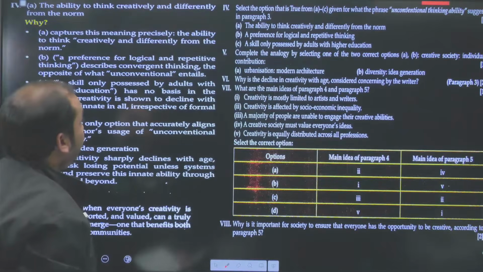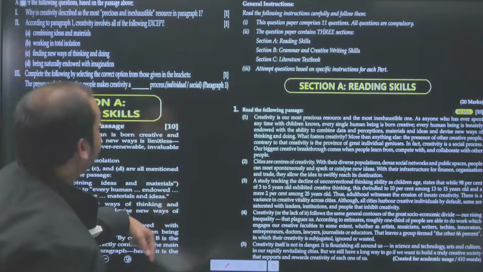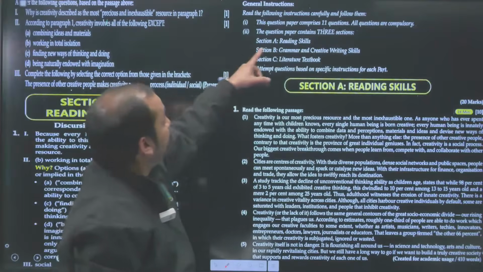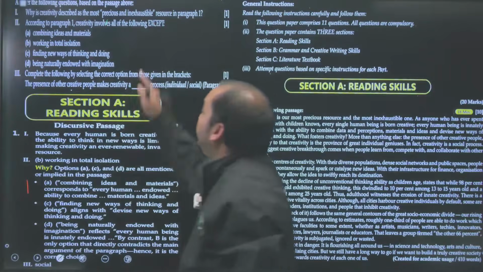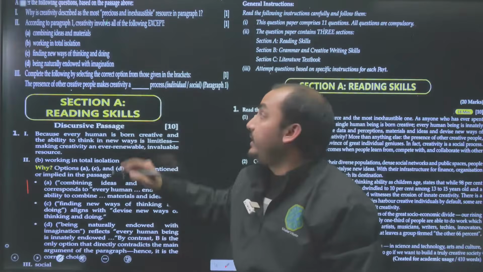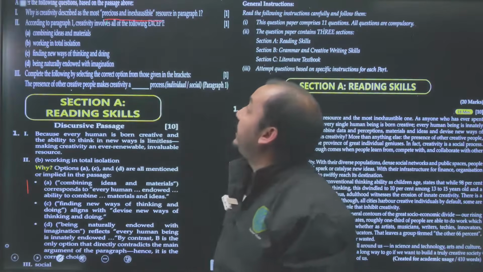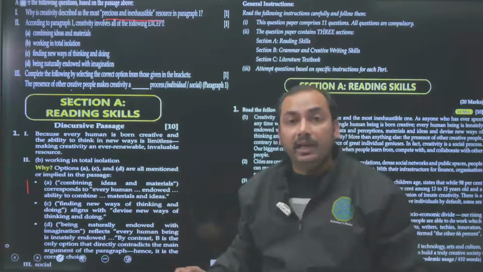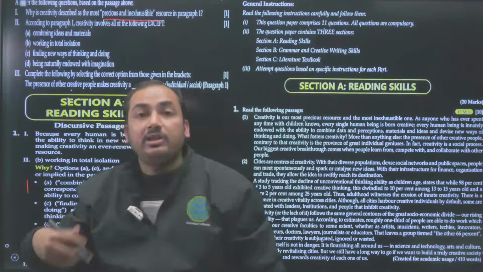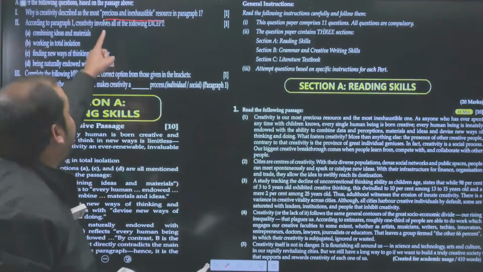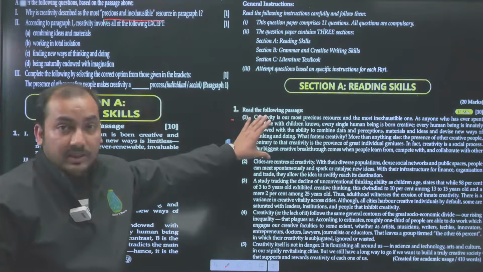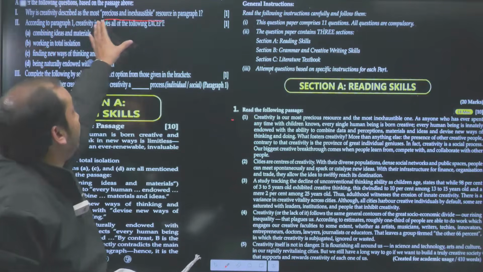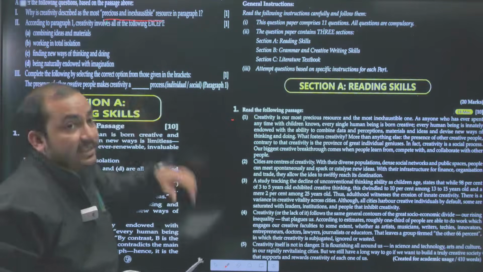After reading this passage, the first question, as we can see here, is from the topic. Read the following instructions and carefully answer. Here, reading skills question number 1: Why is creativity described as the most precious and inexhaustible resource in paragraph 1? Something which is precious and inexhaustible will never end. Inexhaustible means limitless. There is no limit for creativity. So the question is from the statement given in the first paragraph, that why creativity is precious and inexhaustible.